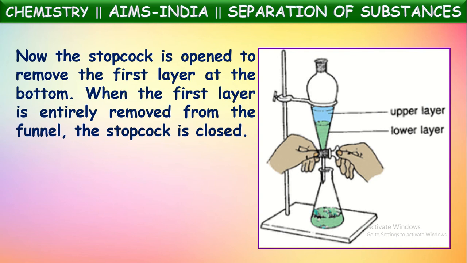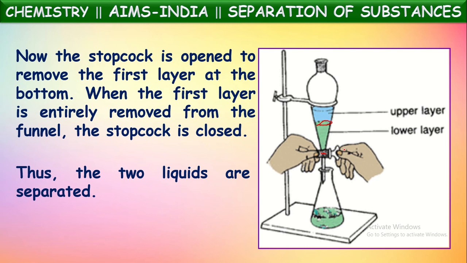Now what are they doing? See, now the stopcock, this tap, is opened to remove the first layer. When the first layer is entirely removed and the other layer reaches this stopcock here, immediately the stopcock is closed. Thus the two liquids are separated.